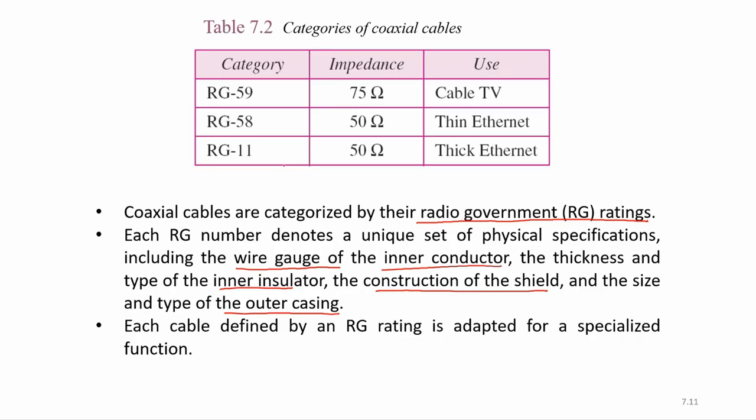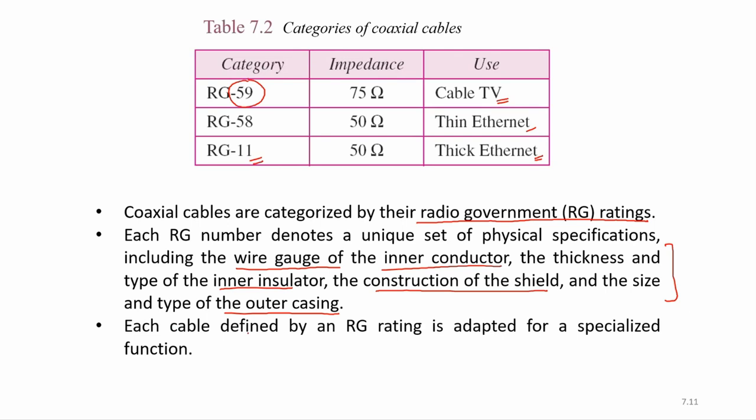So based on this RG rating, if it is 59, this 59 will have a different set of inner conductor wire gauge, then thickness of the inner insulator, and likewise. These properties will change for different RG numbers. Based on these categories, they can be used for different applications. RG59 can be used for cable TV connections, RG58 for thin Ethernet, and RG11 for thick Ethernet.